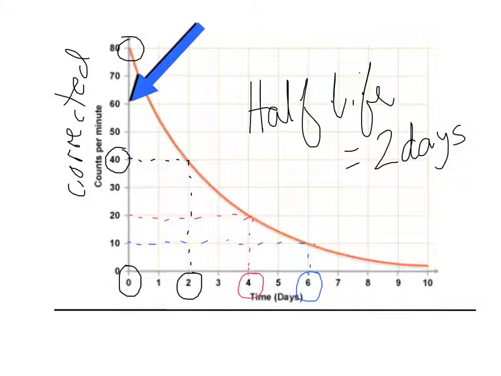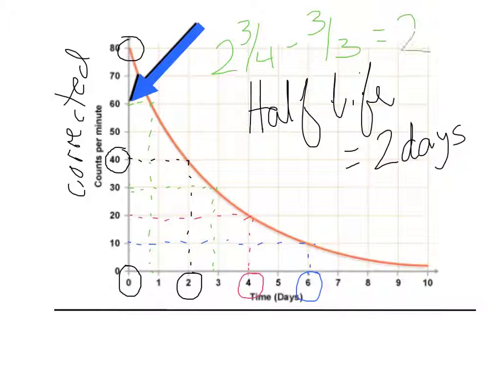So we can choose 60. Let me get a different colour. So we go across from 60 to our graph and read down. And we've got a value about 3/4 of a day. And then we go down to half of 60, which is 30. And we read across. And we come down. And it's about 2 3/4 days. So 2 3/4 minus 3/4. 2 3/4 here minus 3/4 equals 2. 2 days.